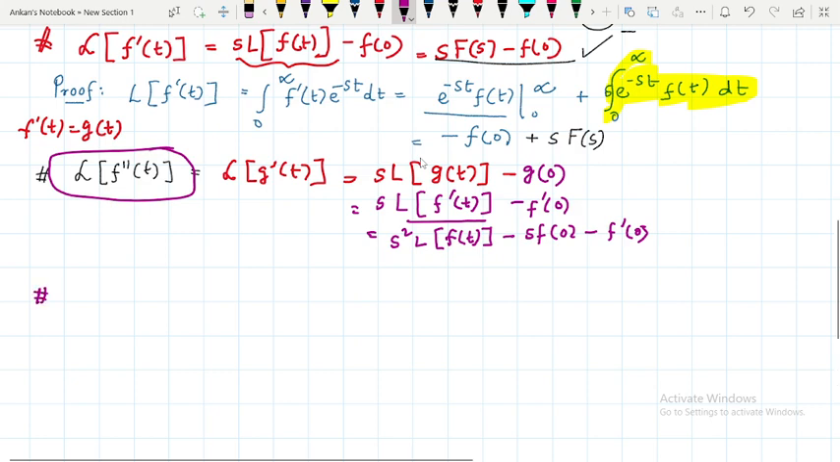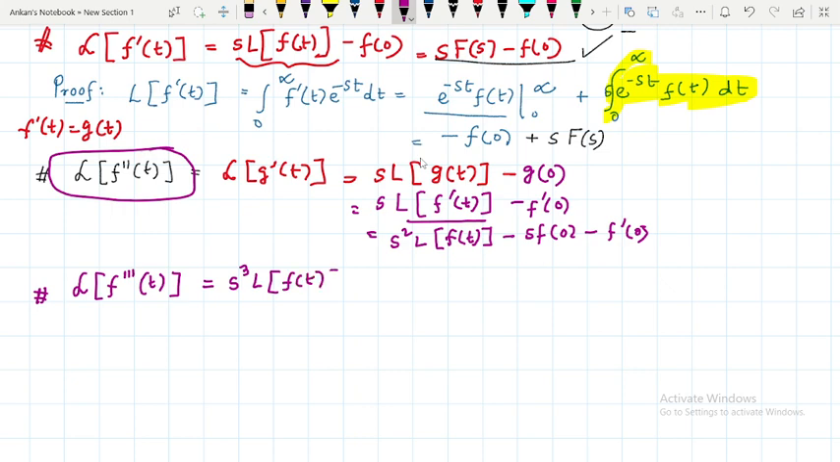You can generalize further. The Laplace transformation of f triple prime t is nothing but s cubed times the Laplace transform of f, minus s squared f(0), minus s f prime(0), minus f double prime(0).